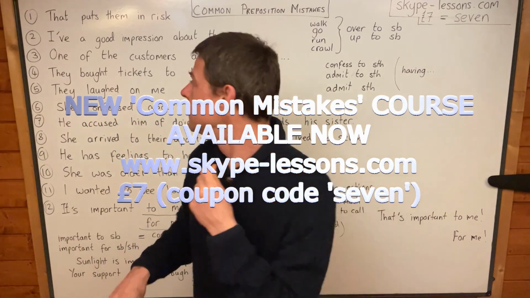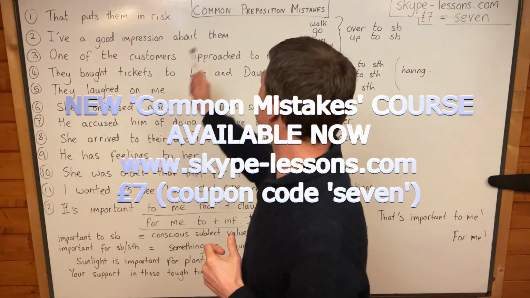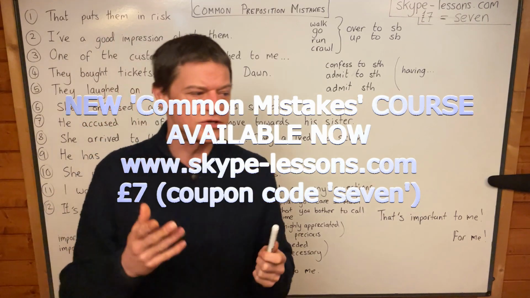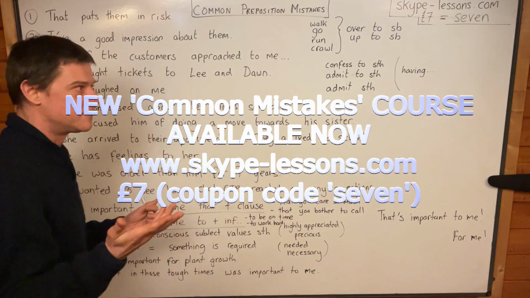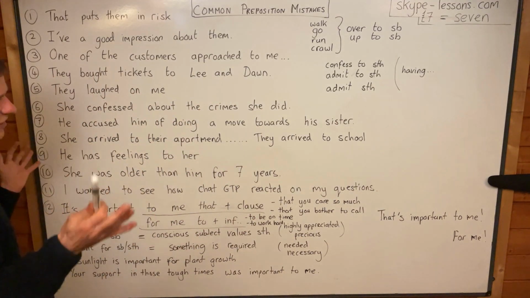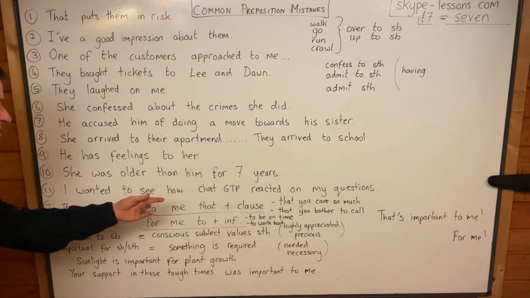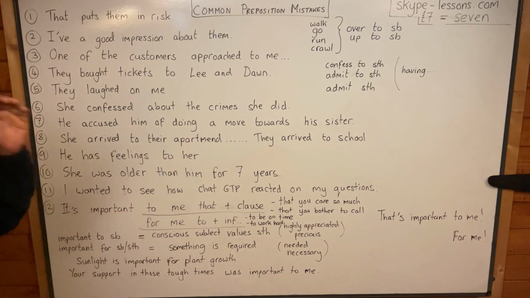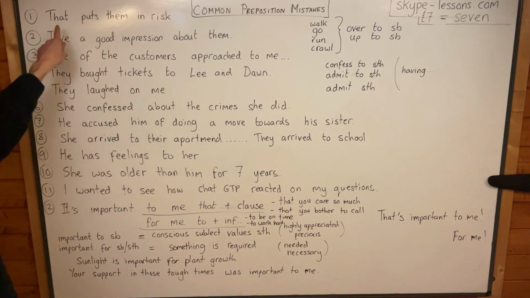Okay, so we have here 12 different mistakes with prepositions, and preposition mistakes are quite straightforward, so I'll try and talk about a couple of other things which might also help you, especially this important to me and important for me at the bottom. But let's start with number one.